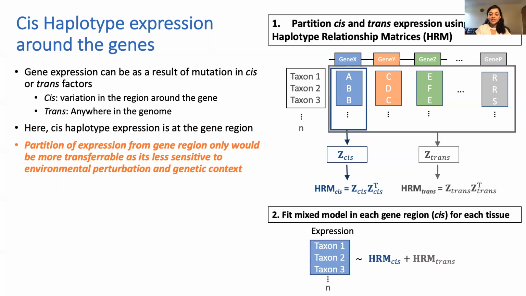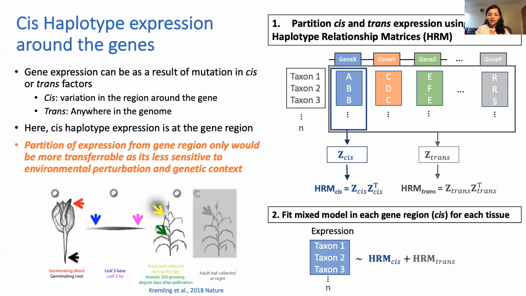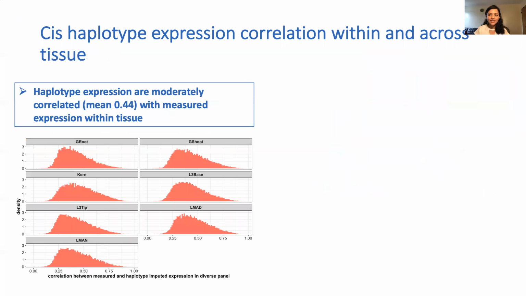And then we fit a mixed model for every gene for all the tissue expression data that was previously collected in the lab, which includes germinating root, germinating shoot, leaf-3 base, leaf-3 tip, mature leaf tissues, and kernel tissues. So once we have these haplotype expression values for each of those tissues and genes, we wanted to see what the correlation distribution looks like with the measured expression values.